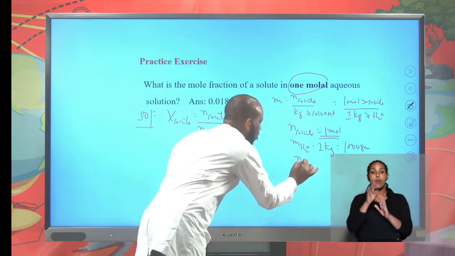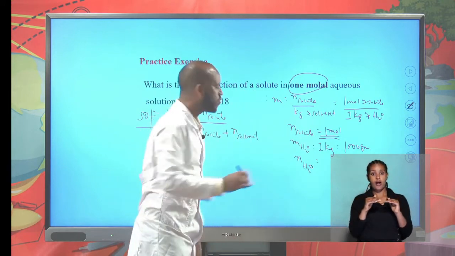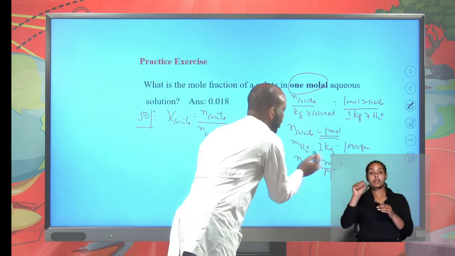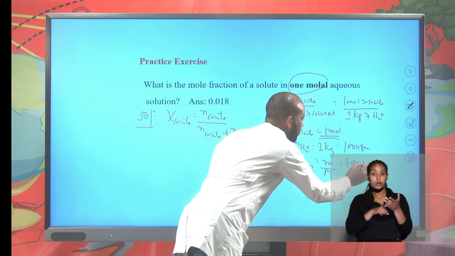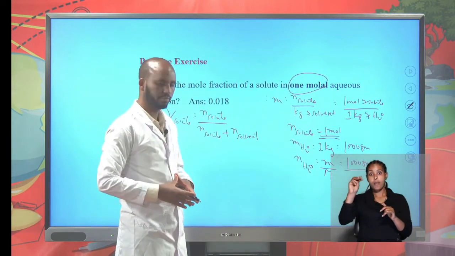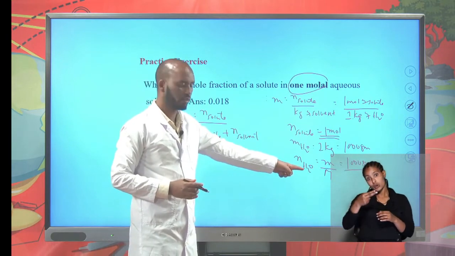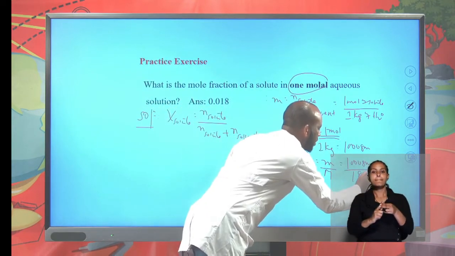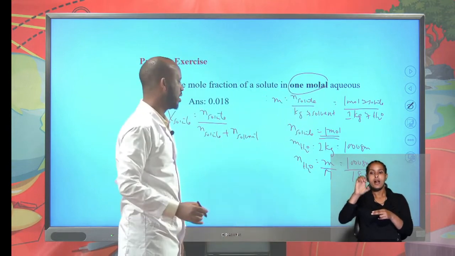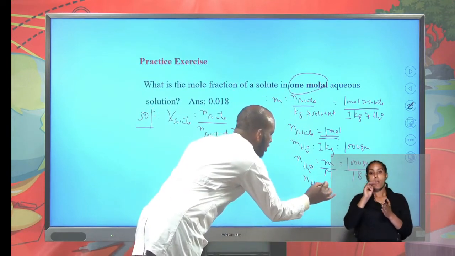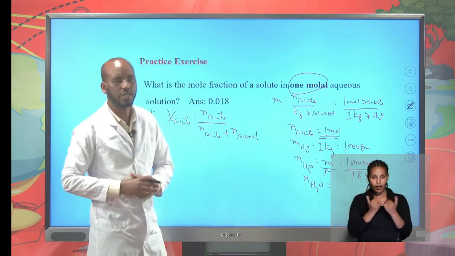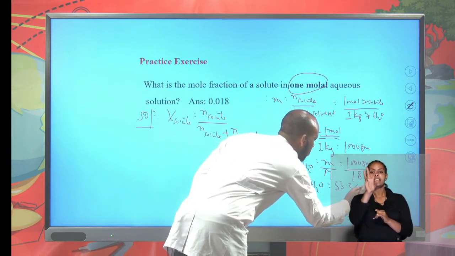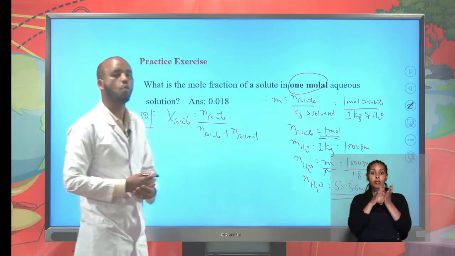Number of moles of water equals mass of water divided by molar mass of water. Mass of water here is 1,000 grams. 1,000 grams divided by molar mass of water. Hydrogen 2 plus oxygen 16 is 18 grams per mole. Therefore, number of moles of water equals 1,000 divided by 18, which is 55.56 moles. This is the number of moles of water.